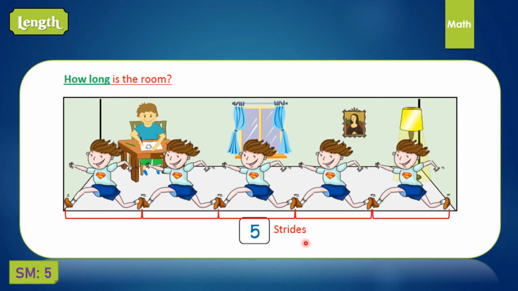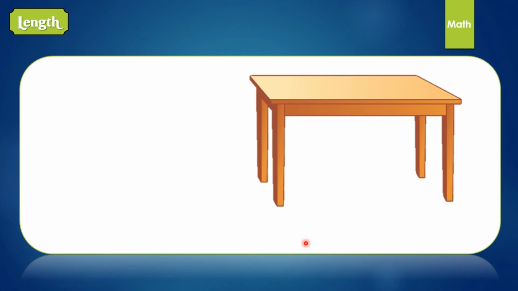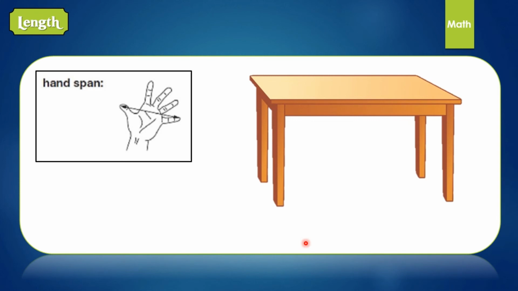What about the short objects? Like a table. If you wanted to measure it with the strides, it may be 1 stride or 1.5. So what's the point here? How can I measure it? In this case, if we have small or short objects and we want to measure them, we will use hand span. Hand span is the length between the first finger and the last finger.